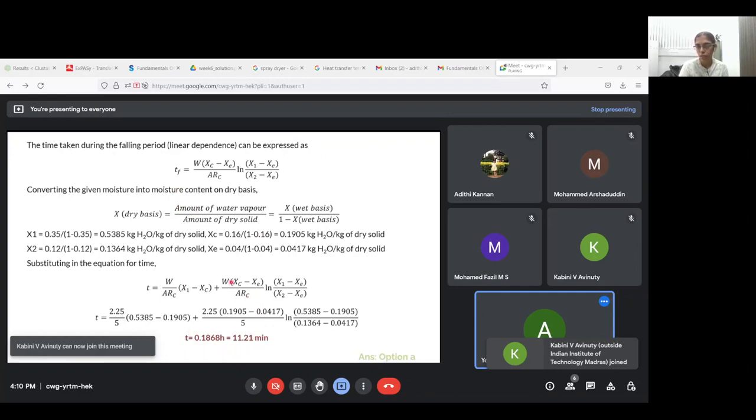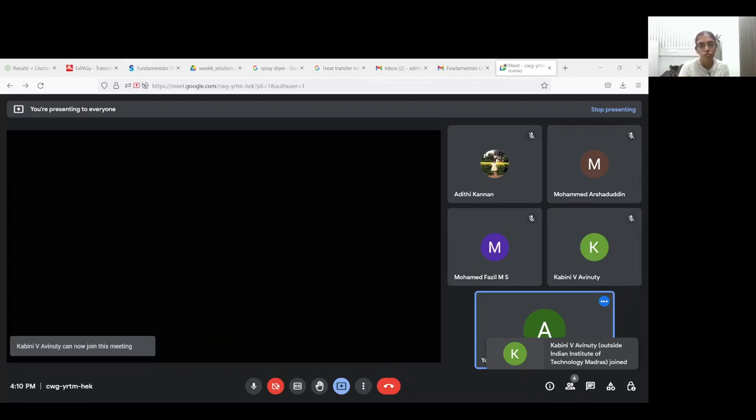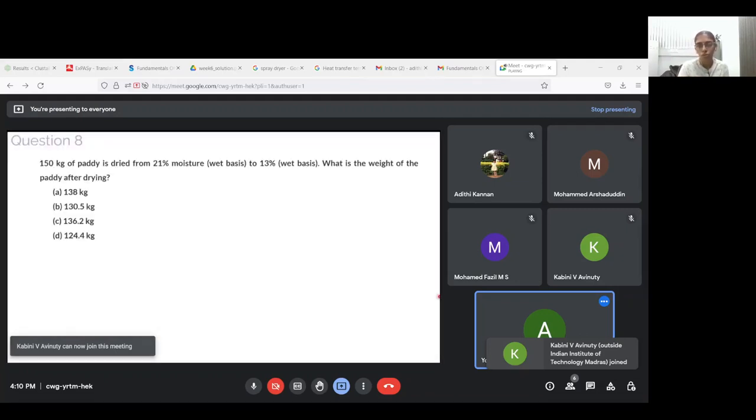So in this particular equation alone, you have to make sure that it is all on a dry basis. If in the question it is already given in dry basis, you can just directly substitute the values, or else you will have to convert it from wet to dry basis and then use the equation. So moving on to question 8.